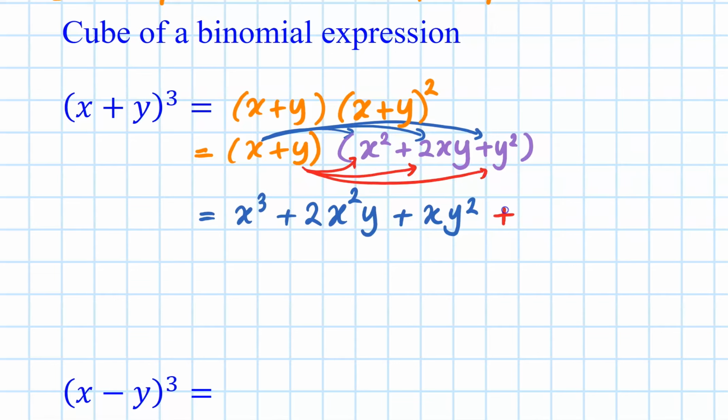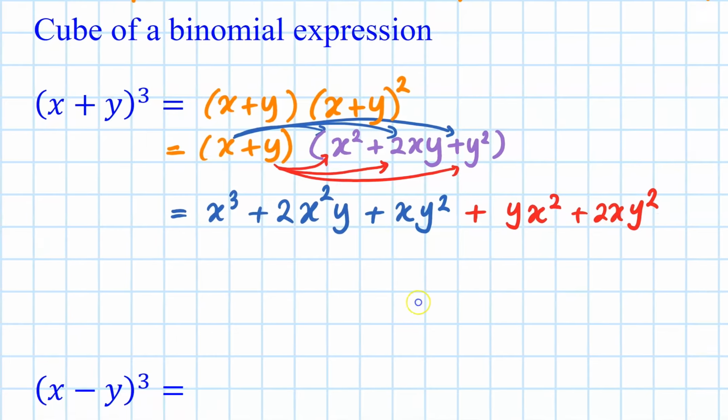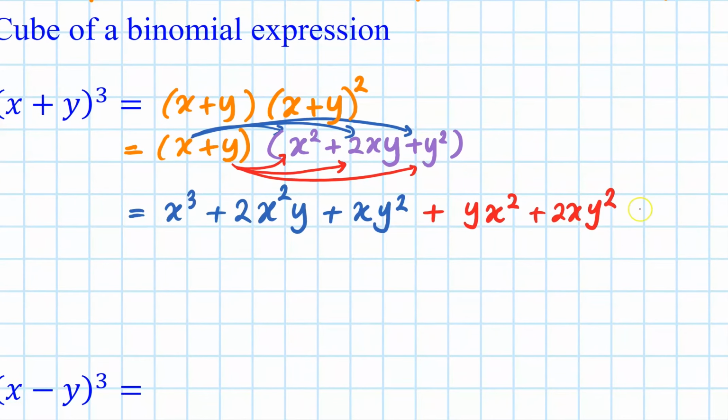Let me write them in red. Y times x squared, yx squared. Y times 2xy, it's 2x y squared. Y times y squared, y cube. Now we are going to collect the like terms. Let's see what are like, what are not.